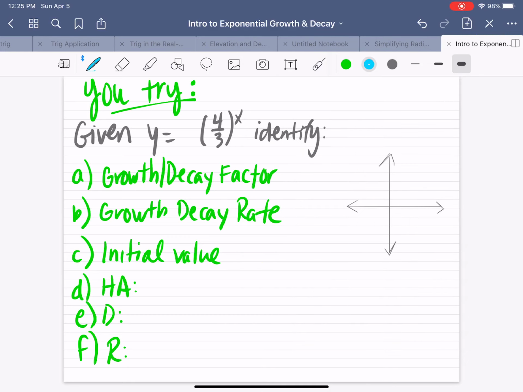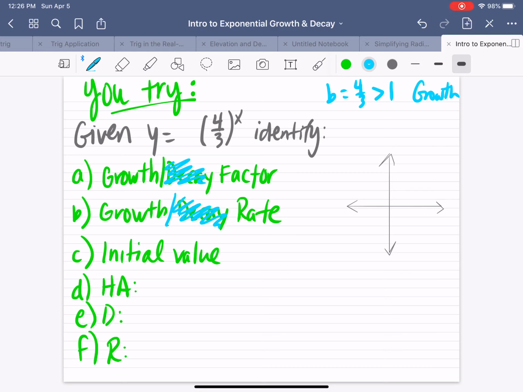So given y equals (4/3) to the power of x, identify the following. First, let's identify if it is growth or decay. The b value here is 4 over 3. 4 over 3 is, of course, bigger than 1. Therefore, it is a growth problem. So I'm going to cross decay out because it's not a decay.